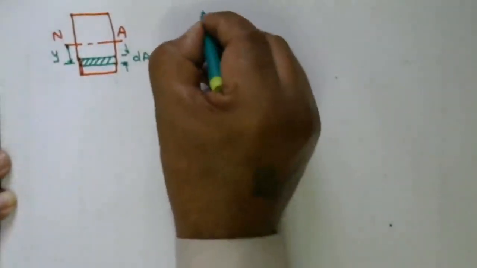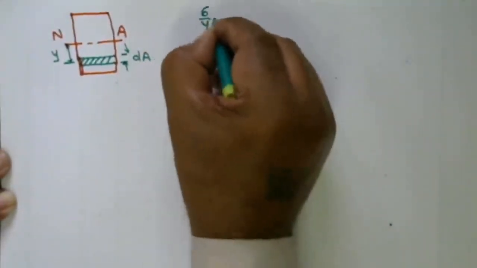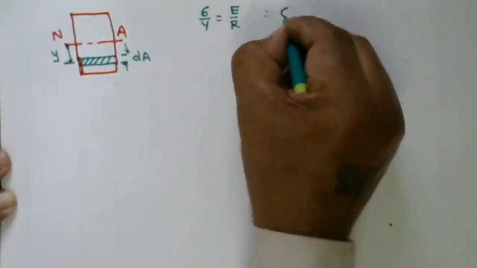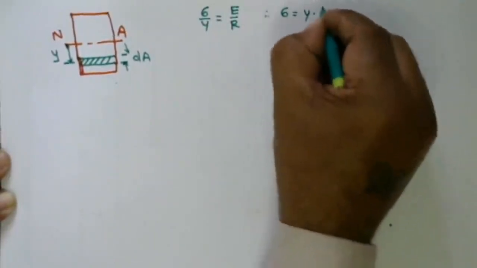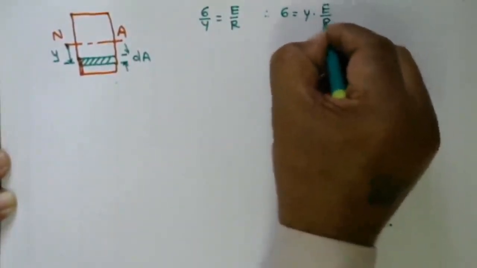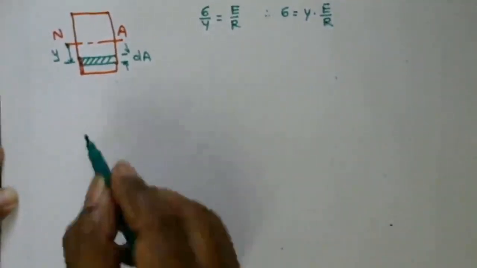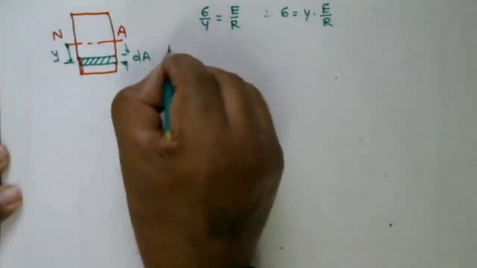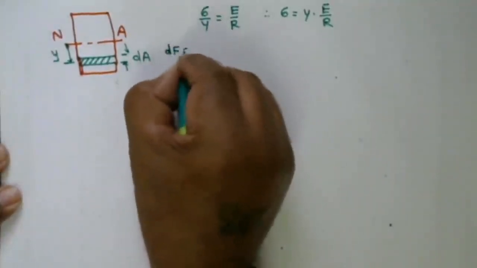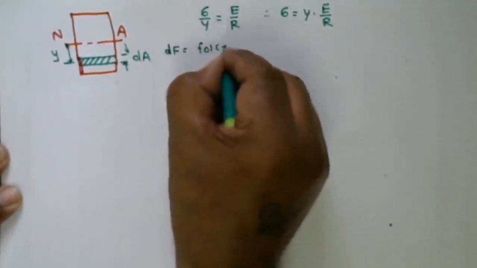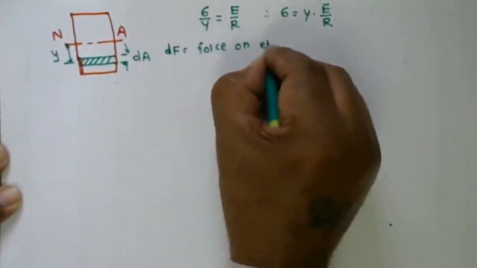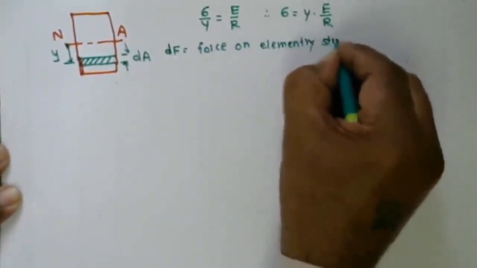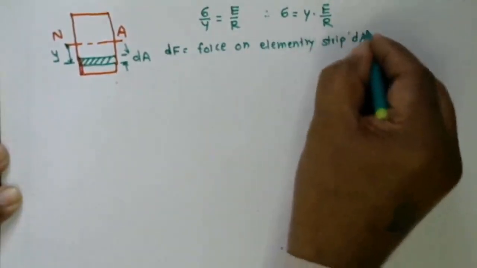So we have seen that equation sigma upon y is equal to E upon R. So we can rearrange that equation, sigma is equal to y into E upon R. Now we have to calculate the force on that elementary strip dA. So we may say dF is equal to force on elementary strip dA. dA is this very small area we are considering here.